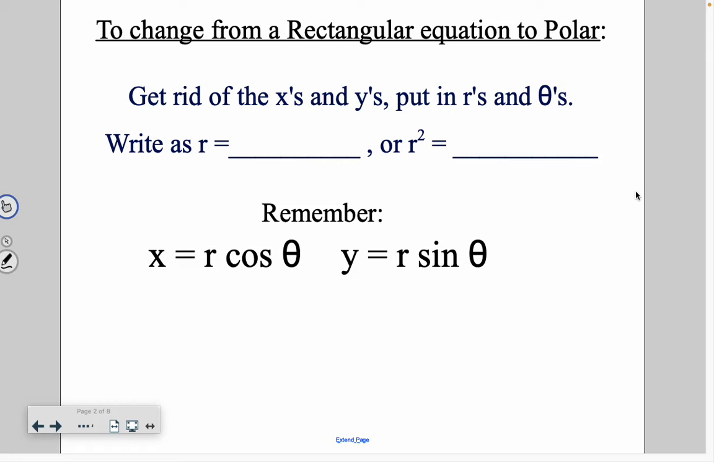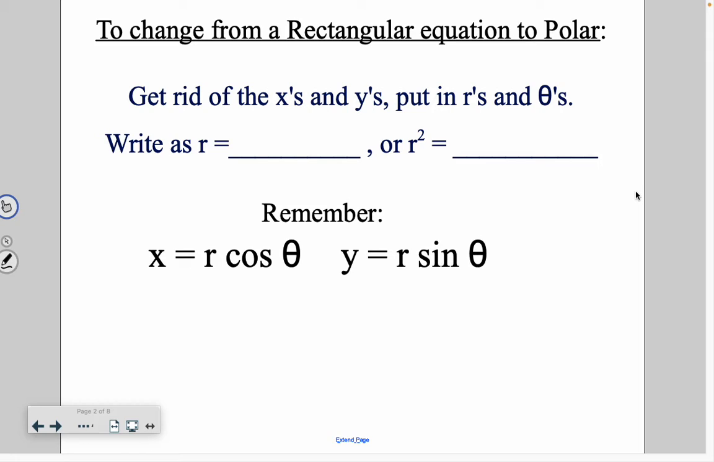So these equations, this is where we're going to go from x and y into r and theta. We're going to take the x out and put r cosine theta in its place. We're going to take the y out and put r sine theta in its place. We're going to be making substitutions so that we can go from one version to the other. I'll let you finish writing, and then I'll give you a couple of examples.